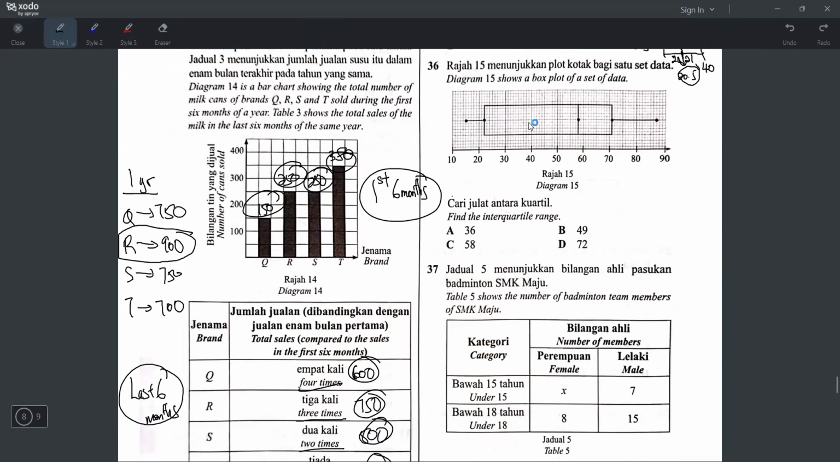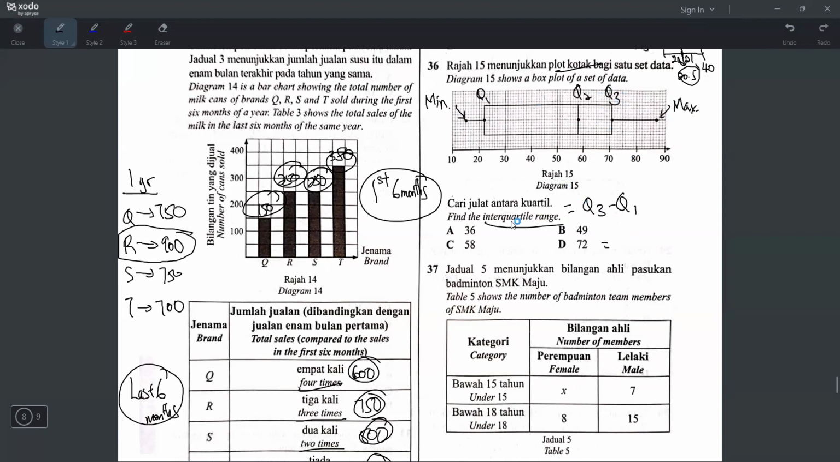Okay, 36. Diagram 15 shows a box plot of a set of data. Find the interquartile range. Interquartile range formula is Q3 minus Q1. And we can get the Q3, Q1 from the box plot. So box plot sebenarnya dia boleh dapat 5 information. First information is the minimum value. And we can also get the maximum value from box plot. And we also can get the Q1, Q2, Q3 from these 3 lines.